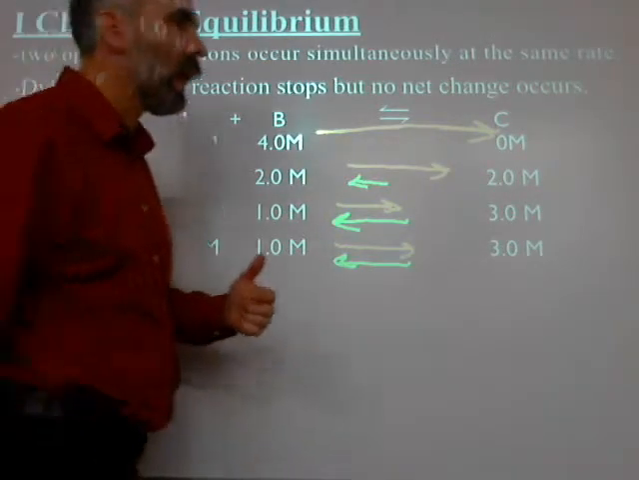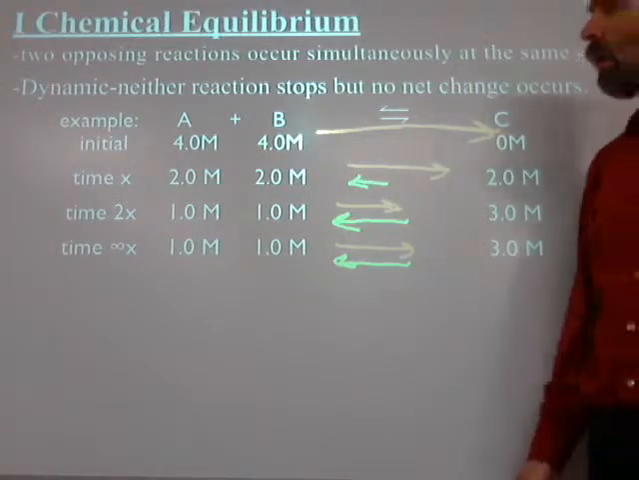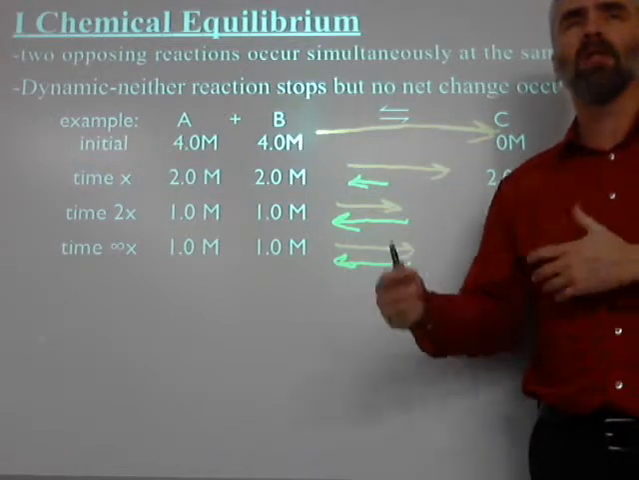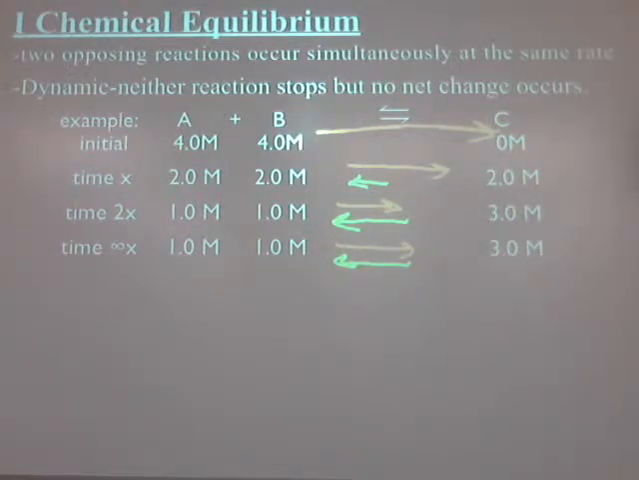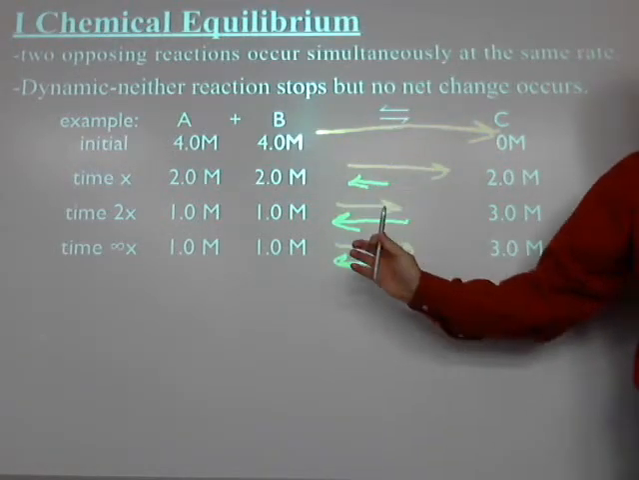But notice what I said, guys. The two rates stay where they are. The rates aren't changing, but there's constantly some change going on there. You're constantly changing. You're just not changing the net amounts of these guys, the net concentration. So does that make sense to anybody? These are three ways of trying to show you the same thing, equilibrium.